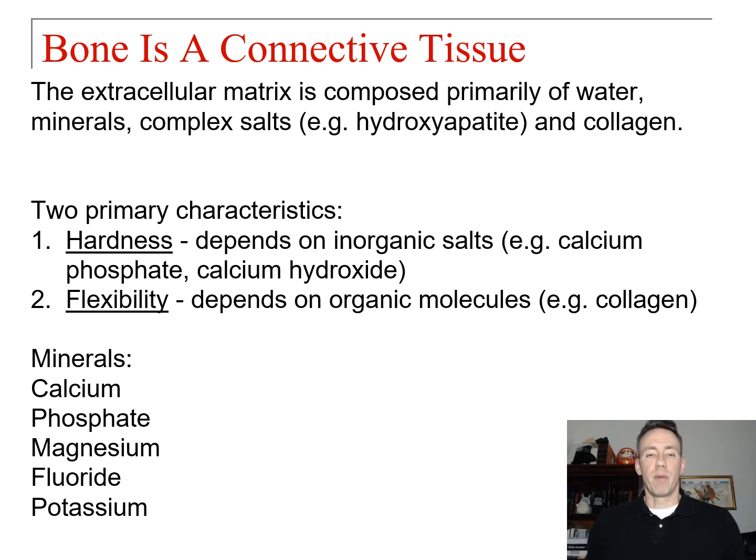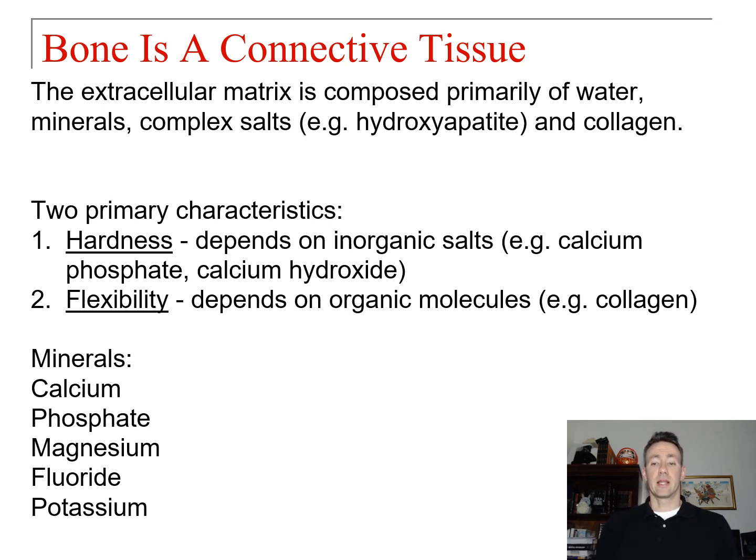So again, the bone's a connective tissue, all right? And so the extracellular matrix is primarily composed of water. It has minerals, complex salts, and the main complex salt is actually something called hydroxyapatite. And that is actually bound to structures or proteins in the extracellular matrix called collagen. So there's two characteristics to bone. One is its hardness, which is dependent on the inorganic salts. So the calcium phosphates, the calcium hydroxide, that hydroxyapatite, they give bone the hardness that they have.